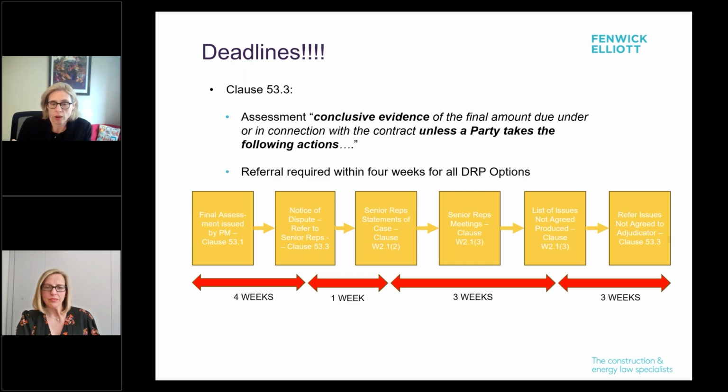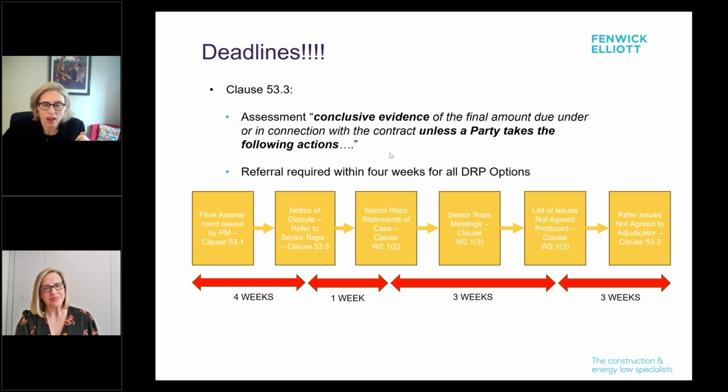So you need to be aware of this timetable, and Katherine has done a timetable here to show the next steps in graphics, which we'll come on to looking at option W2 later. So 4 weeks, you need to dispute it, and it needs to be referred to the senior reps for discussions. Under option W2, which is the Housing Grants Act provisions, which is the ones we come across, certainly domestically, obviously the most. You've got 1 week to then put your statement of case in, 3 weeks for senior reps meetings, and then you have a list of issues that are not agreed, and a list of issues that are agreed, and that is essentially your agenda for adjudication, at which point you've got 3 weeks to refer it for adjudication. So all in all, this is very tight, and it's amazing how often this process falls over the Christmas period, making it even tighter.